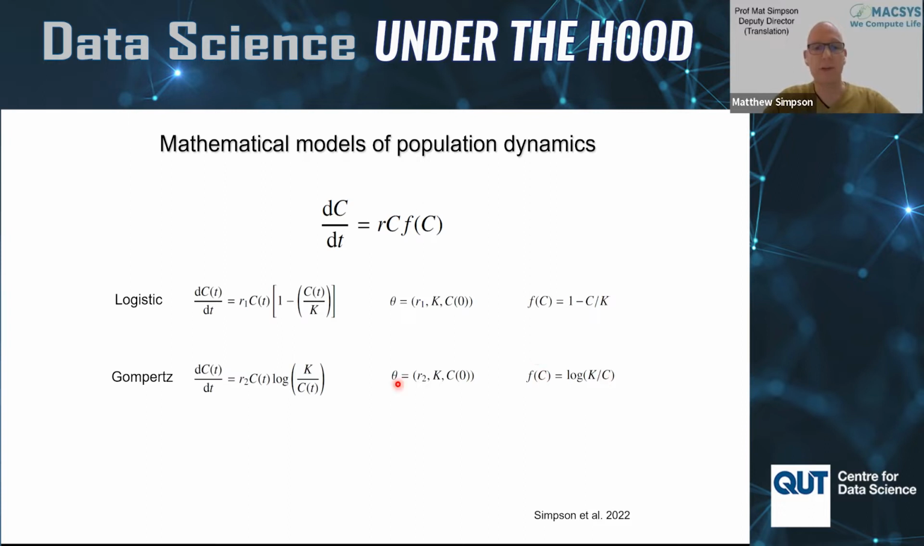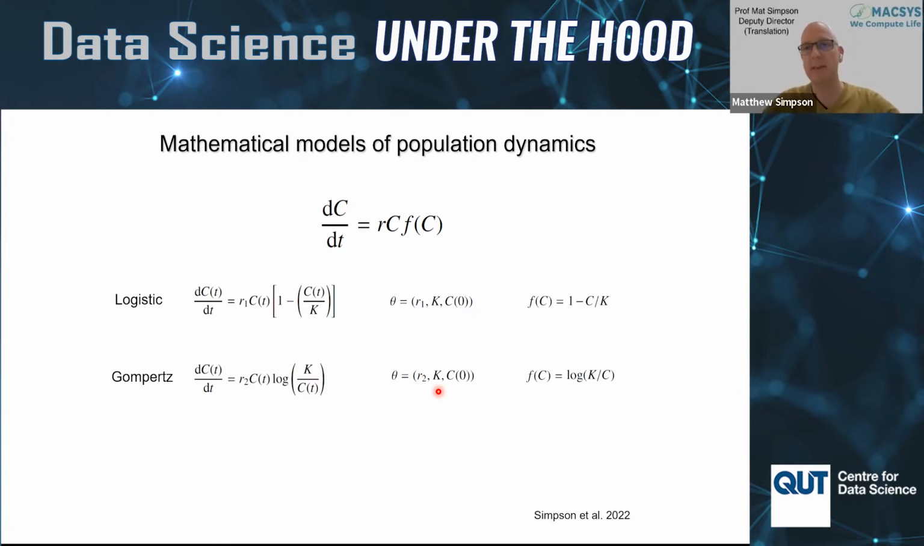The crowding function is a log function here. So when we put the logarithmic function into the ordinary differential equation, we get this differential equation here. And again, we can solve this differential equation exactly using first year calculus. And when we come to apply this differential equation to data, we'd be looking at estimating the growth rate, R2, carrying capacity, K, and also an initial density, C0.